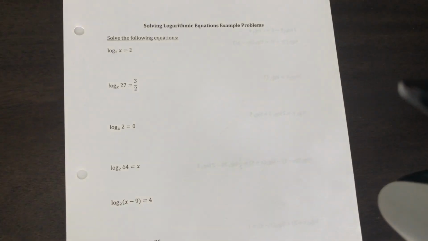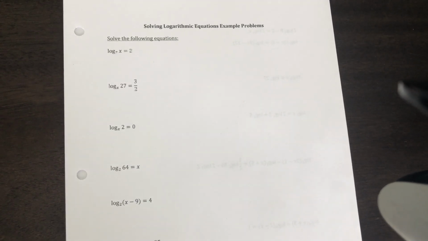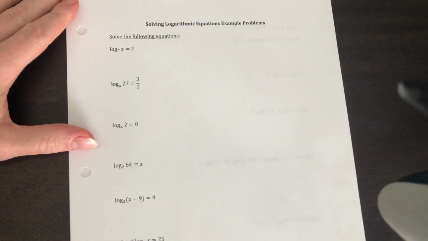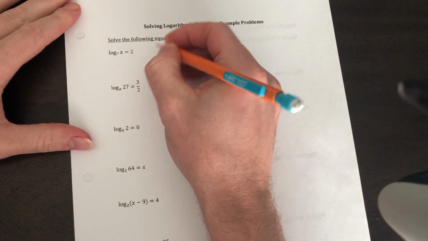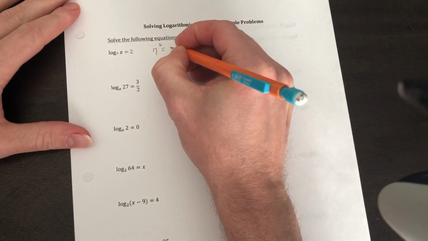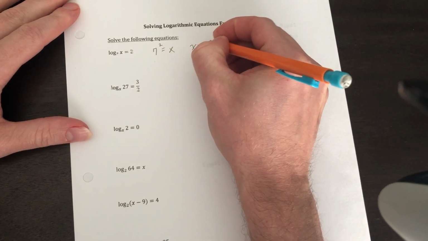Okay guys, so this section is going to be over solving logarithmic equations. So we're going to actually be solving for x in this using our properties of logs. Okay, so the first one, 7 to the 2 power is equal to x. So I'm going to convert everything to exponential to solve for it. 7 squared is 49. So that's my answer, 49.